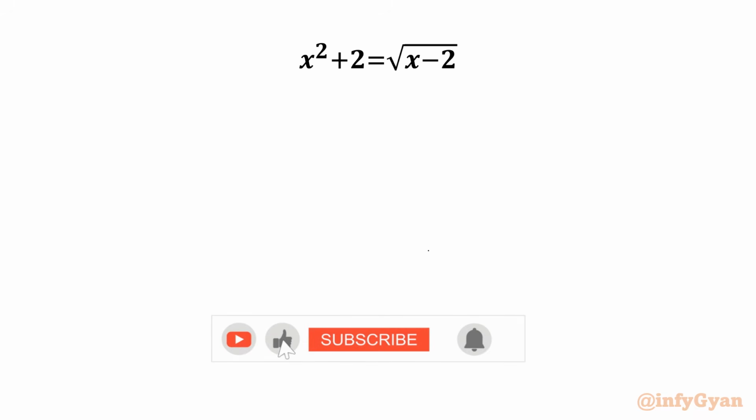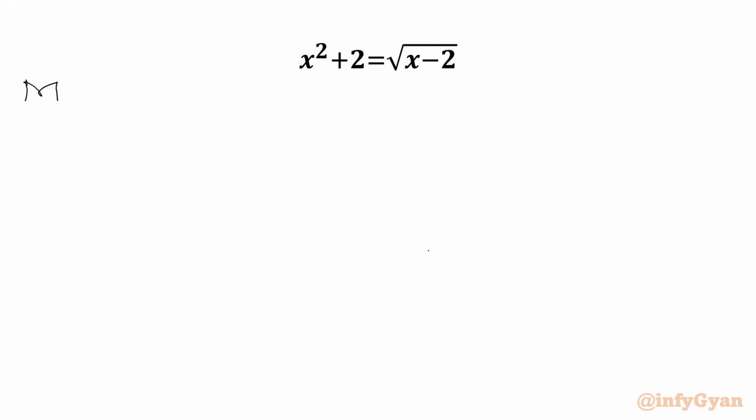Today in this video we have another very interesting and challenging question from radical equations: x square plus 2 equal to square root of x minus 2. We have to find all possible solutions, real or complex. I will be sharing two different methods to solve this problem. So I am writing here M1, which is our method number 1.